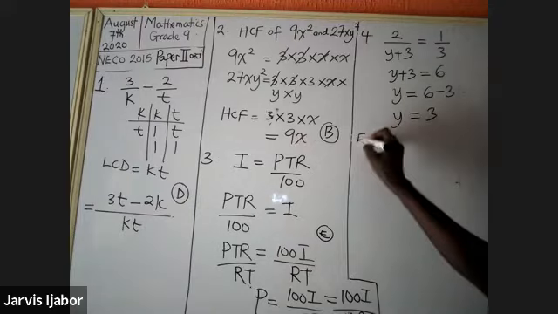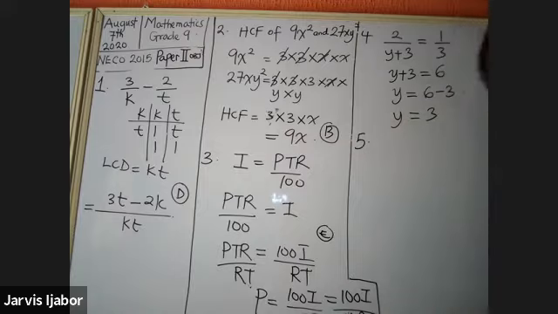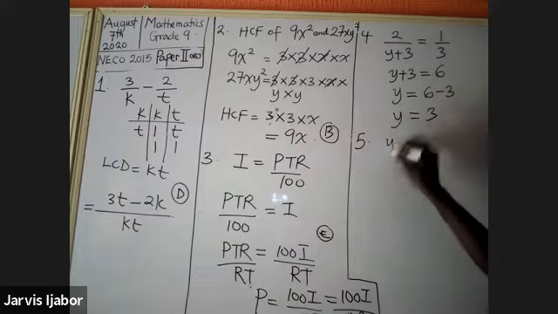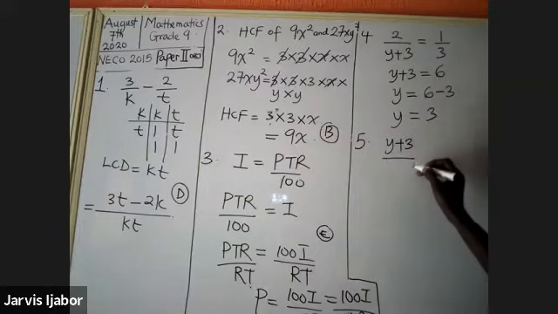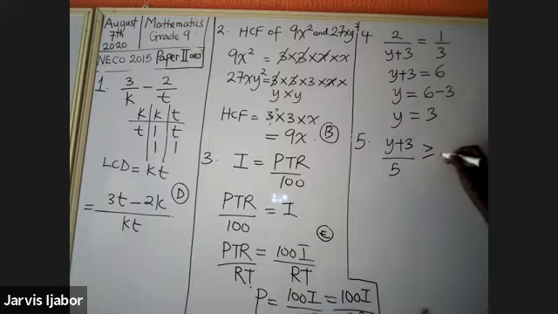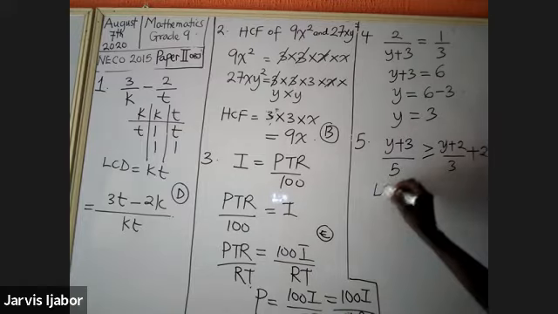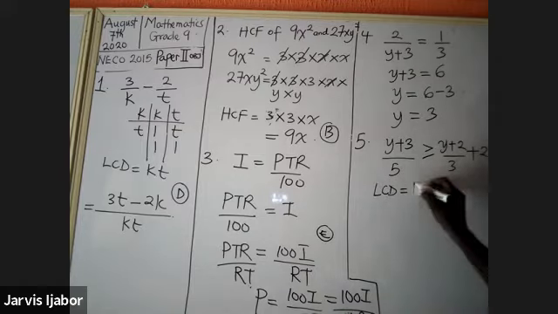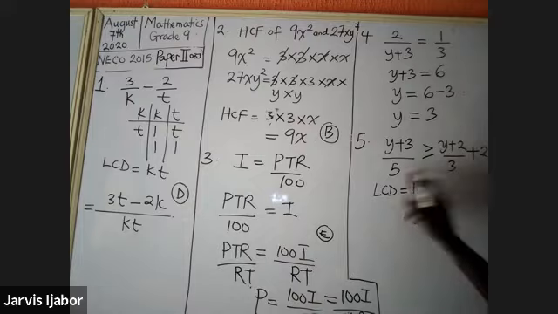Now, question 5 is your test of inequalities. It says (y plus 3) over 5 is greater than or equal to (y plus 2) over 3 plus 2. Now, the LCD in this case is 15. How do I know that? 5 and 3. So I'll multiply through by the LCD.